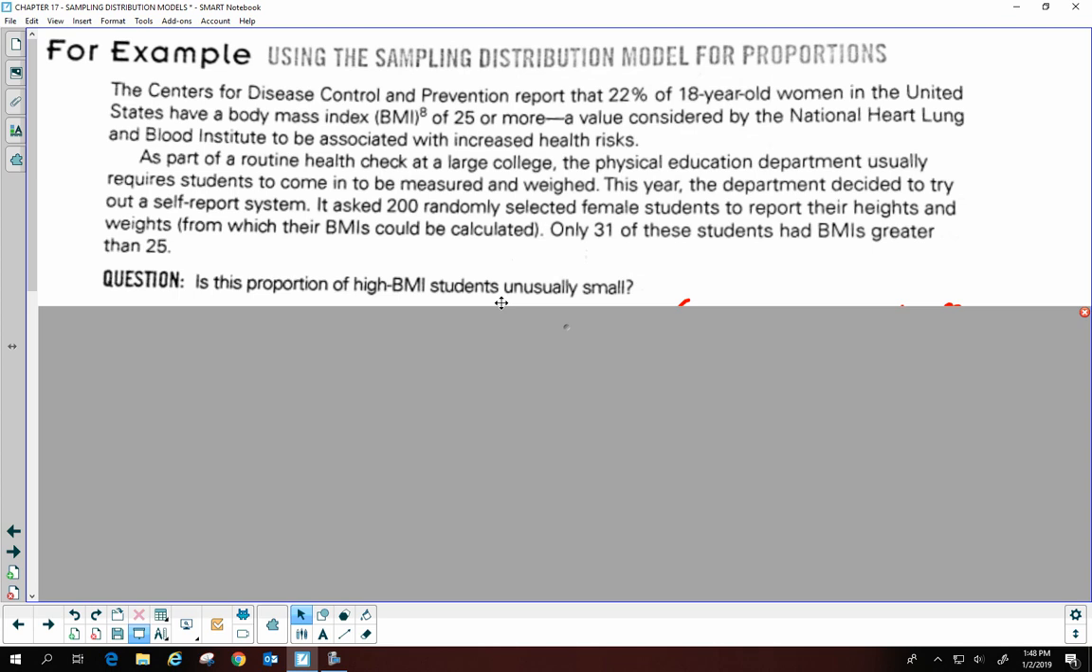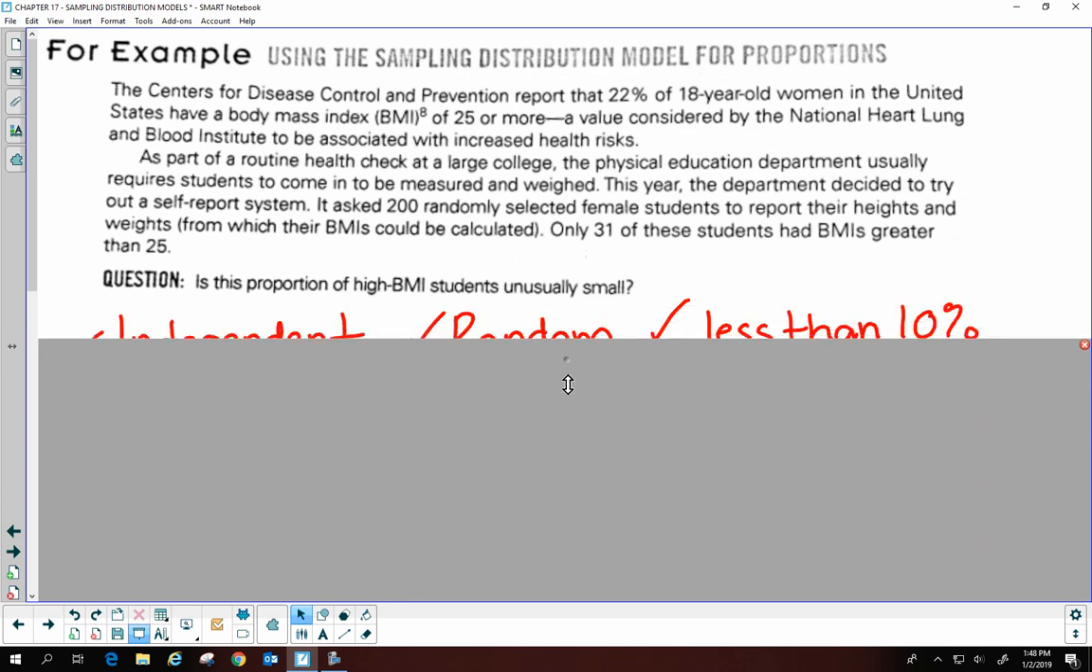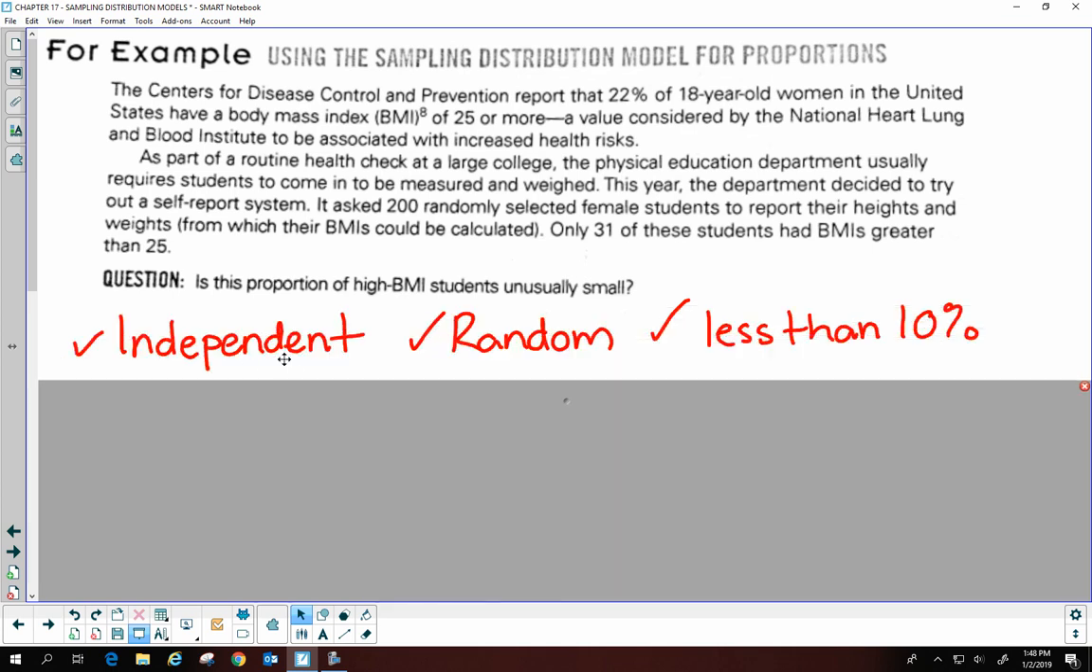Now remember, when we talk about unusual, we should be thinking about greater than 2 standard deviations or less than 2 standard deviations away from a mean. And so if we want to use a normal model to help us out here, we need to make sure we meet our conditions. All of these students are independent of each other. They told us they took a randomly selected sample of 200 female students. And this 200 female students would definitely be less than 10% of the entire population of 18-year-old women in the United States.